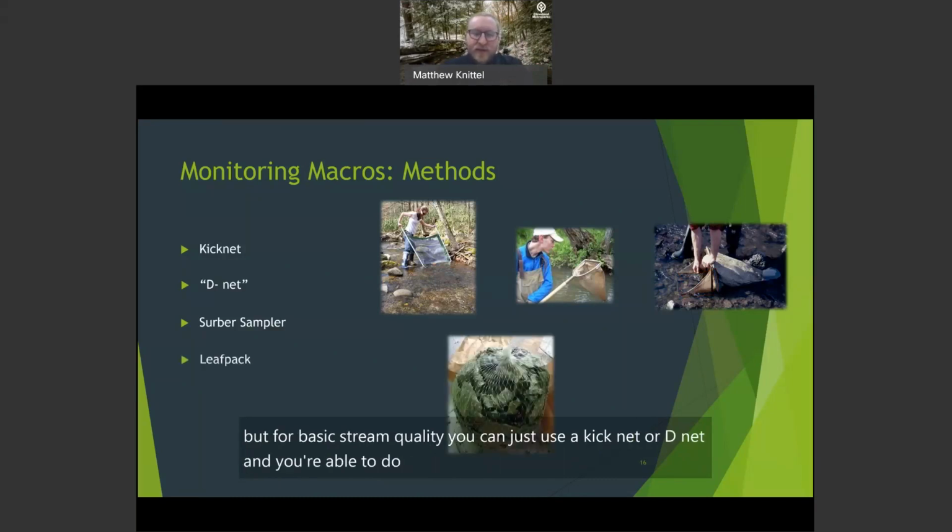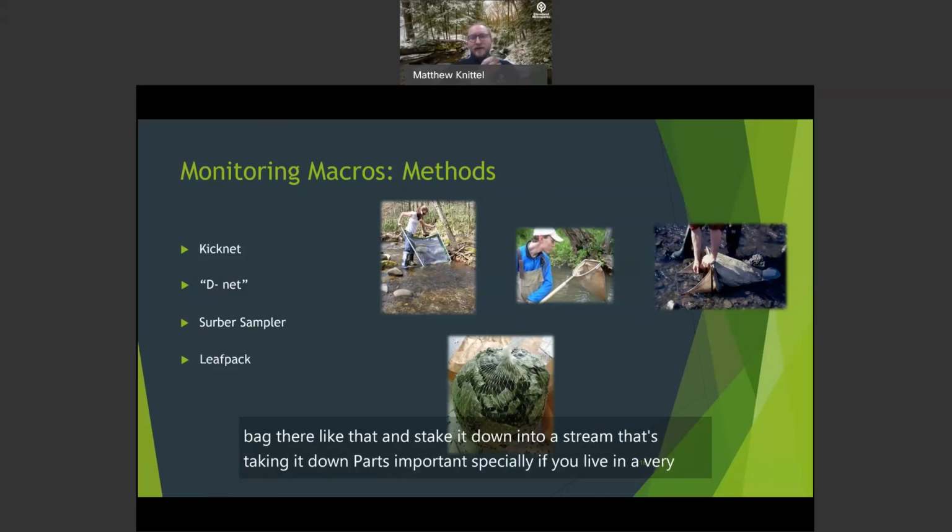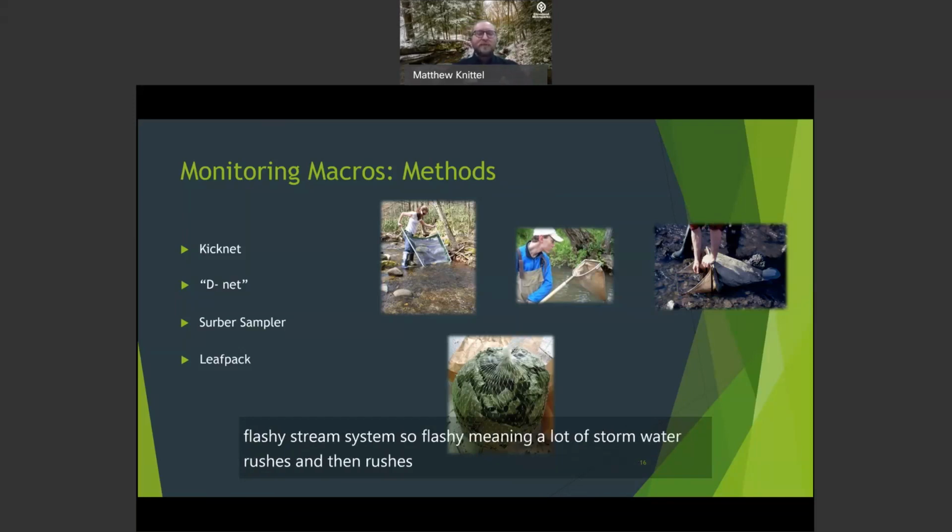So another method is the leaf pack. You can take a bunch of dried leaves and throw them into an old onion bag or clementine bag there, like that, and stake it down into a stream. The staking it down part's important, especially if you live in a very flashy stream system. So flashy meaning a lot of stormwater rushes in and then rushes out. So you want to make sure it's staked in there well, and that you remember where you staked it.